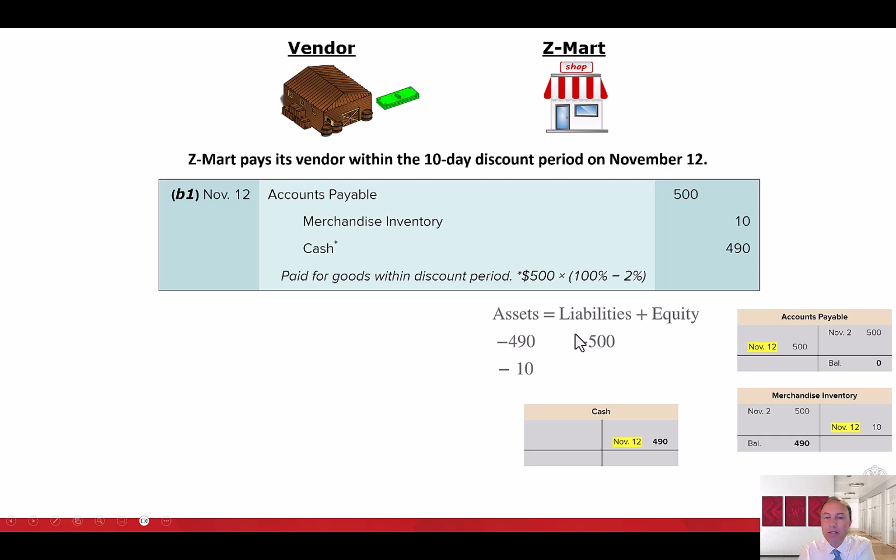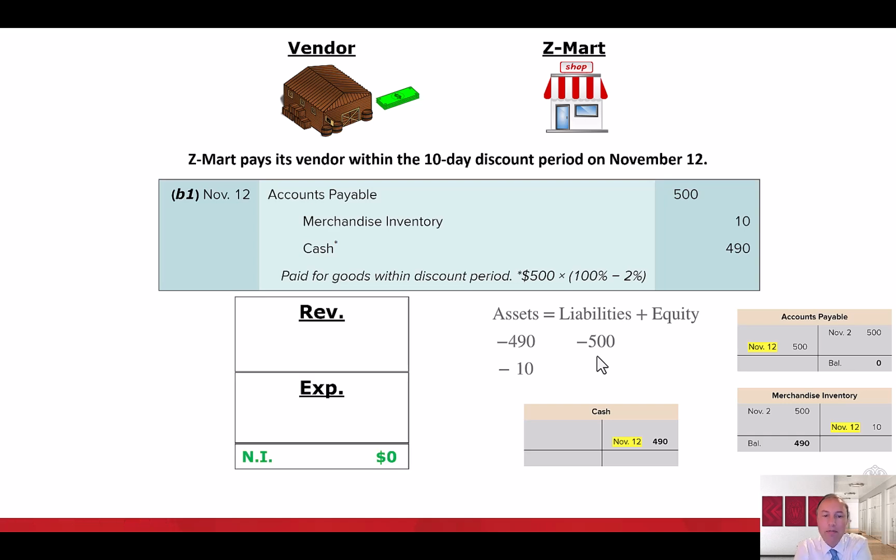So on our balance sheet, our assets decrease for cash and our inventory became $10 cheaper, and we wipe out our accounts payable. And notice this transaction has no impact on our profit. Nothing happens with revenues or expenses.